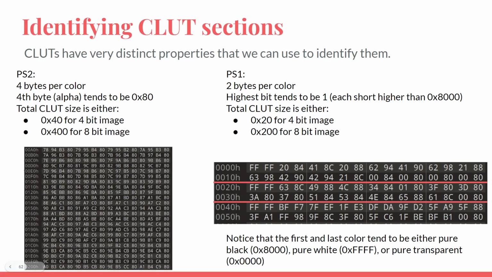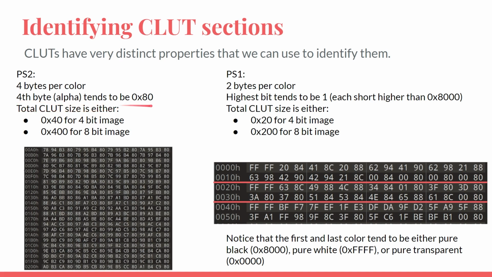That's all well and good, but that doesn't work for identifying CLUT sections. Well, thankfully, CLUTs have very distinct properties that we can use to identify them. On the PS2, we know that they're generally going to be 4 bytes per color, and the 4th byte for each color is going to usually be 80 because it's usually going to be fully opaque.